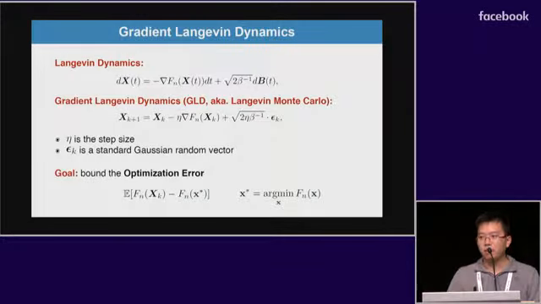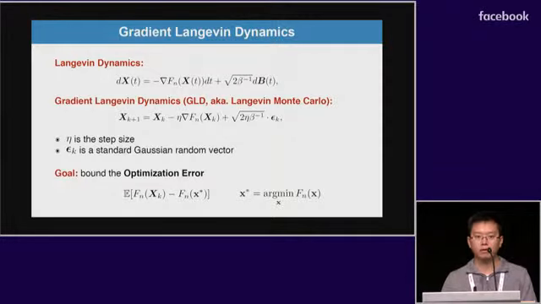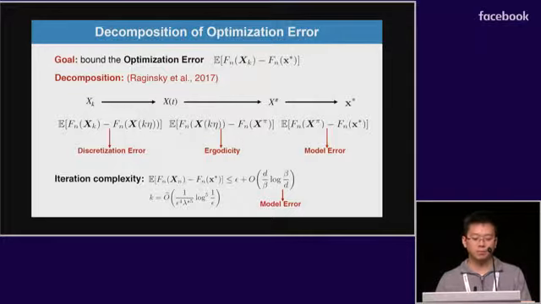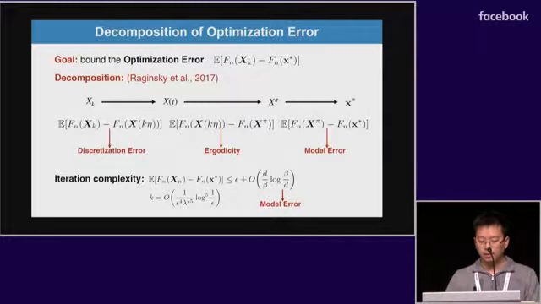Gradient Langevin dynamics, or GLD, is the Euler discretization of Langevin dynamics. We prove that GLD converges to the global minimizer of the function f. To this end, we need to bound the optimization error. Previous work connects the discrete time process X_k with the continuous time dynamics X_t, and then with the stationary distribution of the Langevin dynamics pi, which concentrates on the global minimizer x star. Then the optimization error can be decomposed as follows.